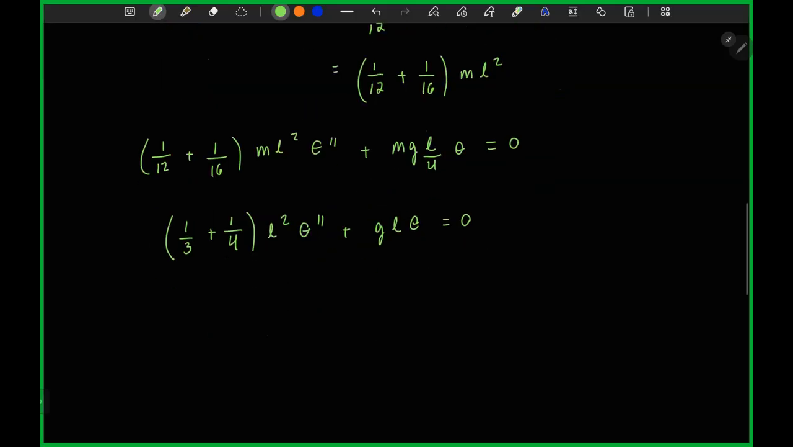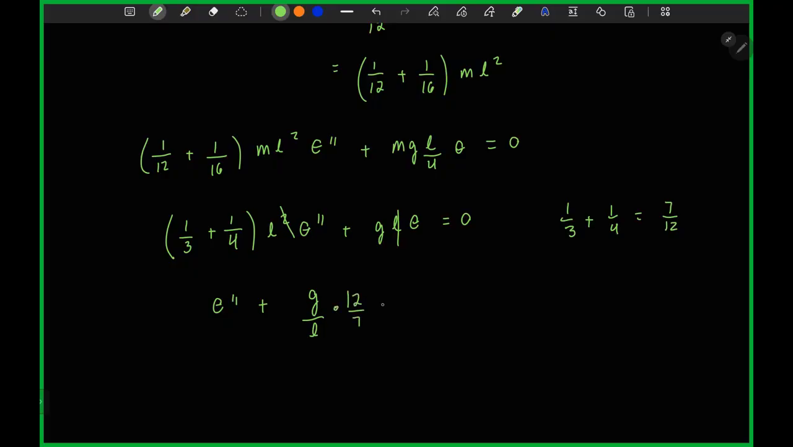And so we are just about ready to pattern match. We have theta double prime plus g over L divided by, and let's do some simplification here. So 1/3 plus 1/4 gives us 7/12. And so we divide through by 7/12 to get 12g over 7L theta equals 0. And so now by pattern matching, we can say omega is equal to square root 12g over 7L.